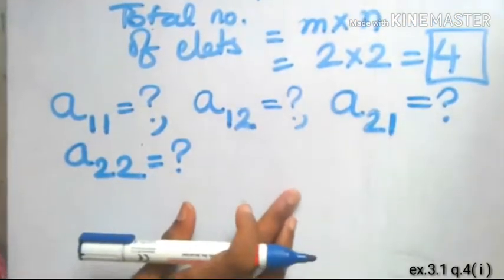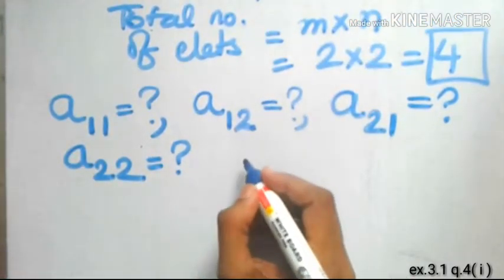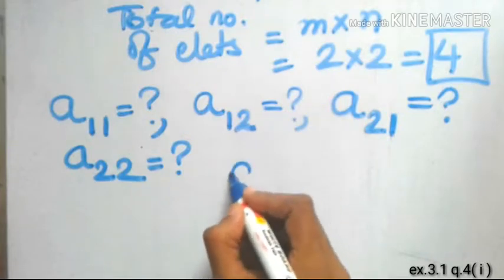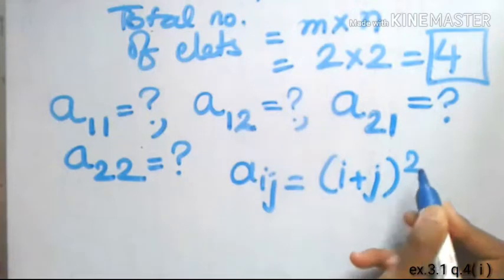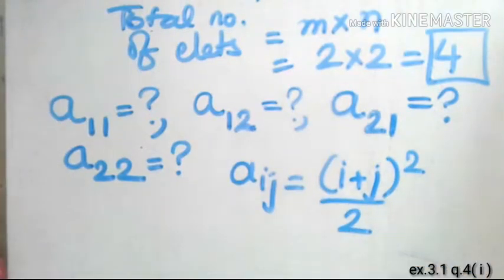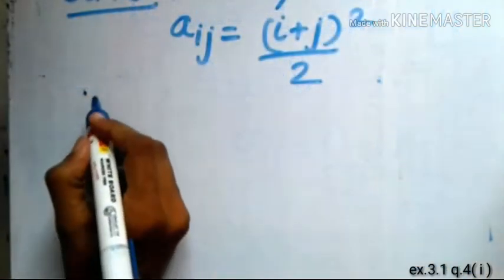So how do we do that? They have already given us the formula. What is the formula? I'll write it down again. Aij is (i plus j) the whole square divided by 2. So let me take the first value.